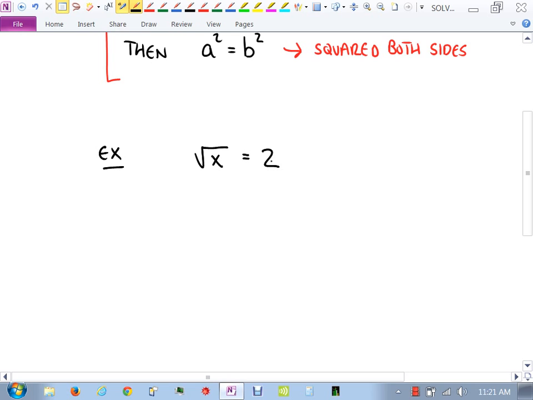4, right? Because the square root of 4 is 2. But let's act like we couldn't tell that the square root of 4 is 2. How could I get the answer? Like how could I solve for x here?